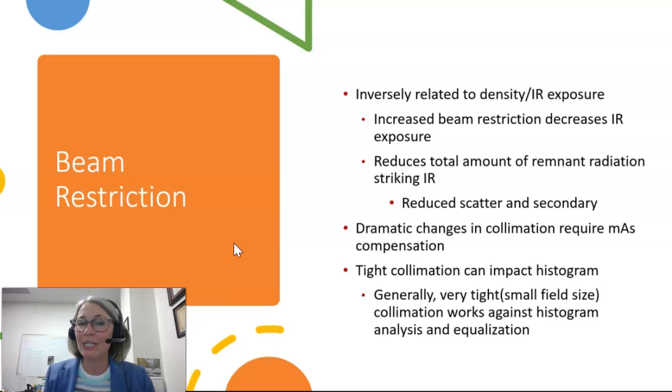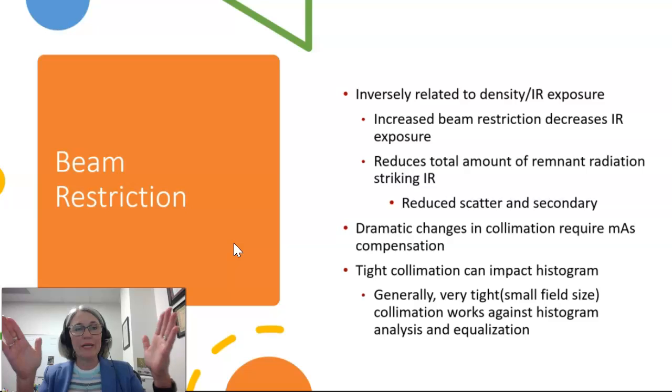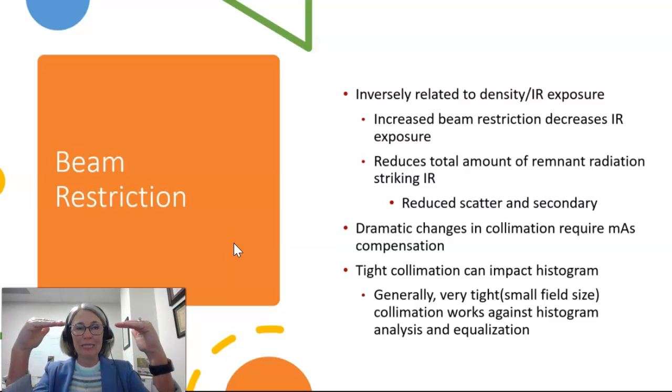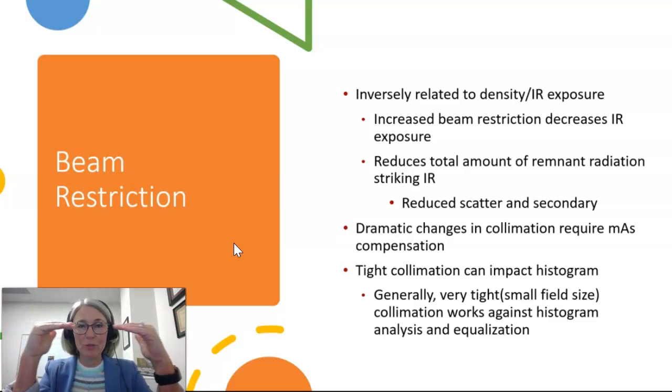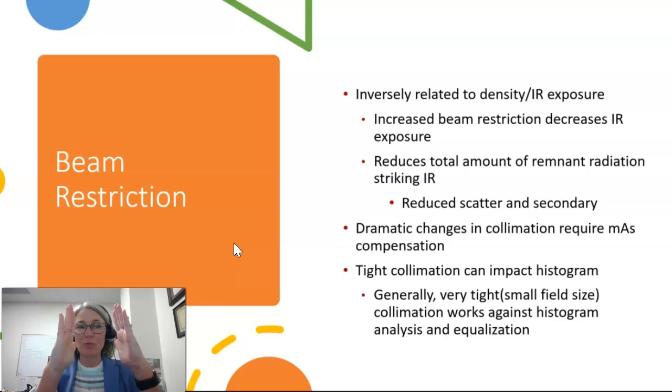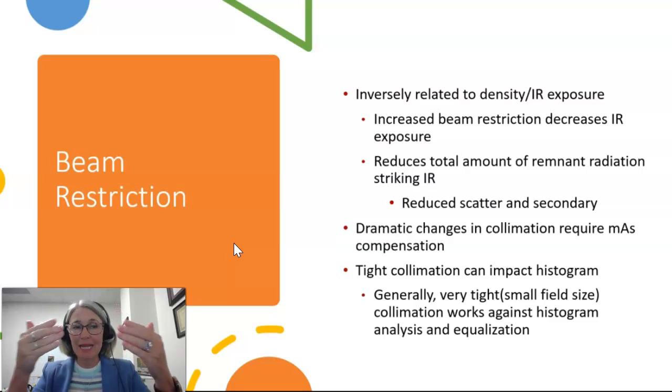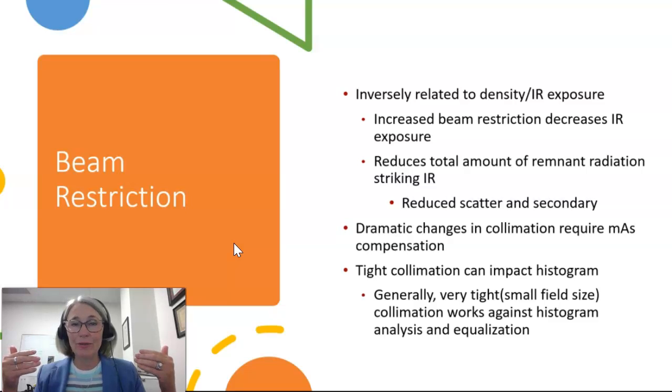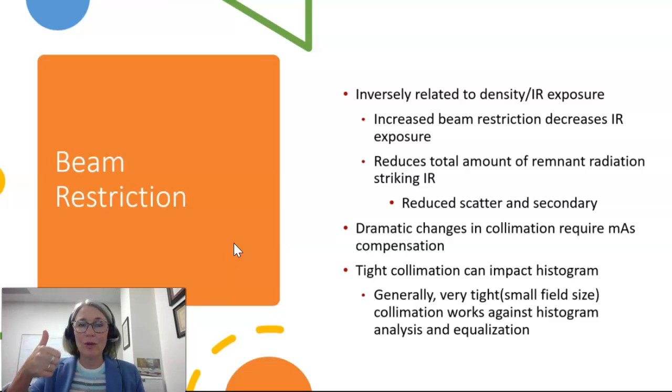Dramatic changes in collimation require a mAs compensation. If you're going to collimate in super tight, you have those lead shutters. Remember, they're lead, so they're absorbing the photons. Normally our beam is a big round beam, so we're using those lead shutters and blocking those photons. That is taking the quantity out, so we need to increase our quantity.